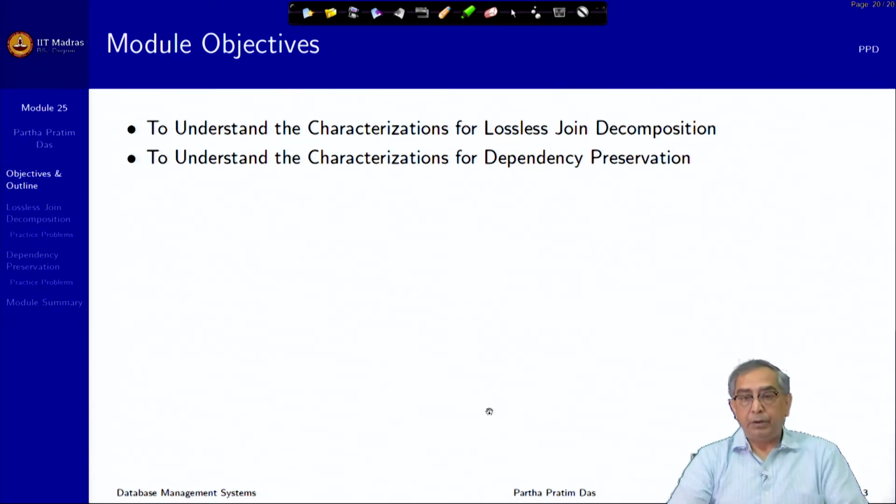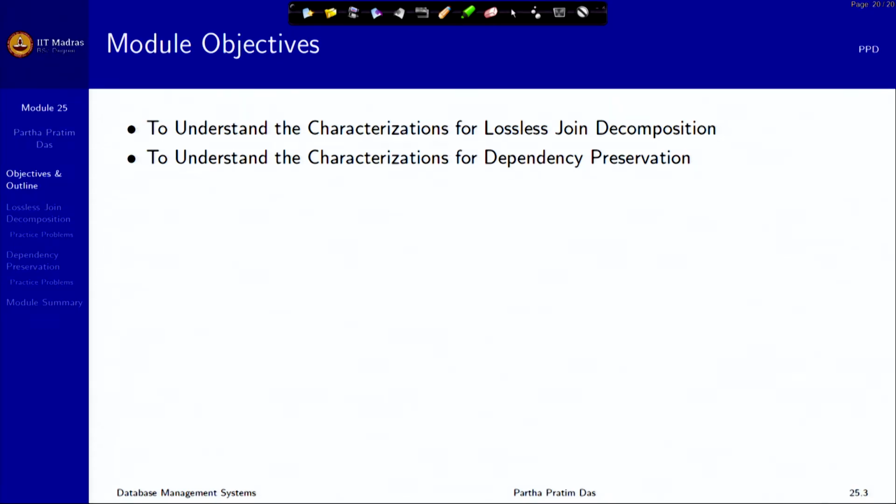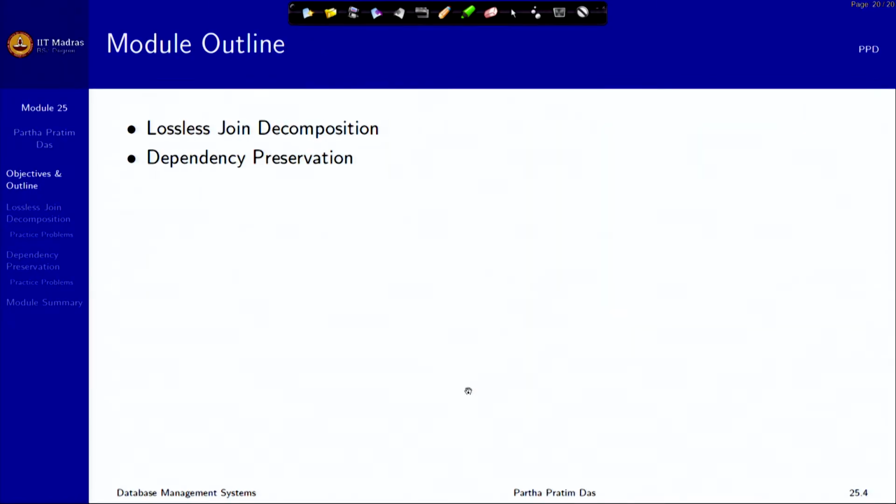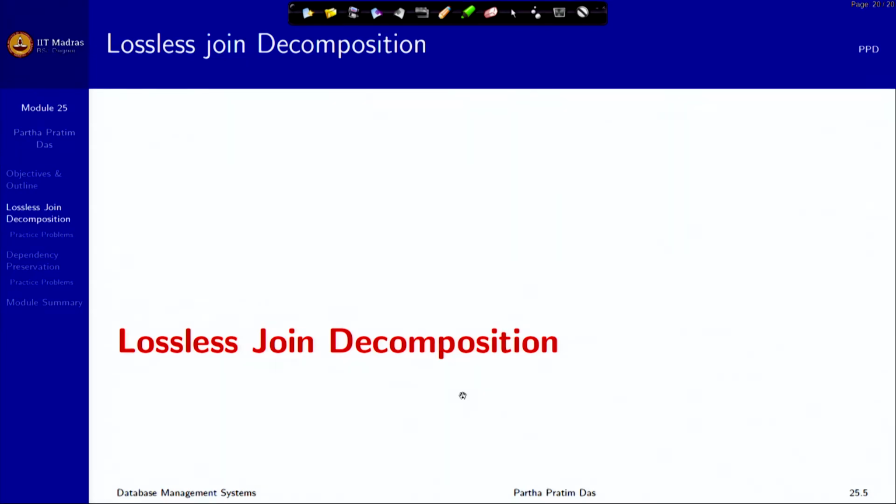In the current module, what we will try to do is to characterize and understand two very important properties that decompositions of relations need to maintain, which are lossless join decomposition and dependency preserving decomposition. So, let me start with lossless join decomposition.